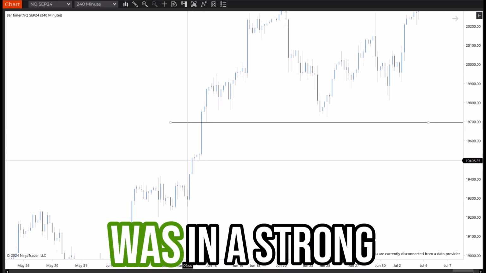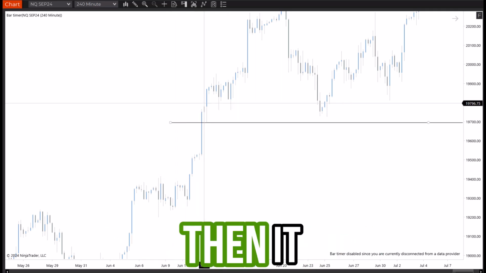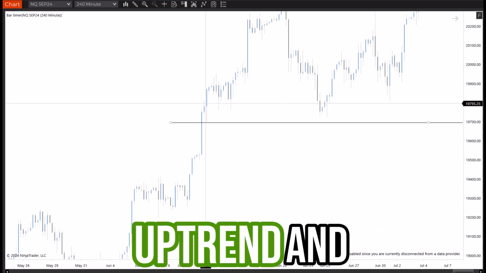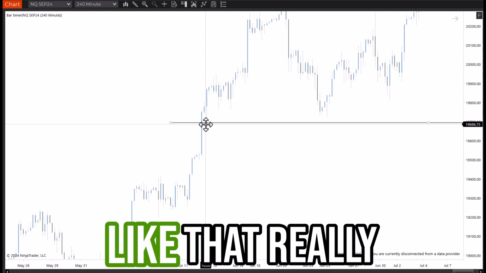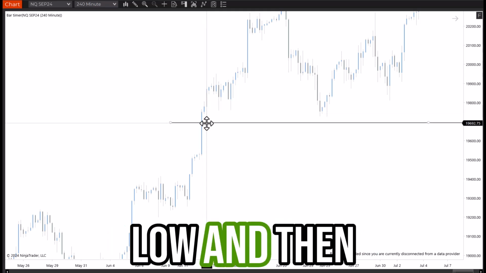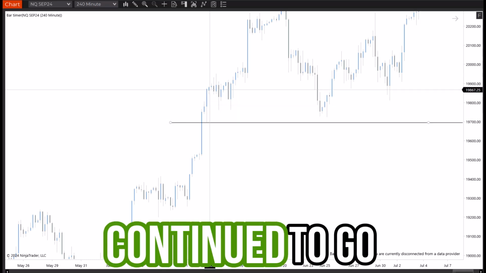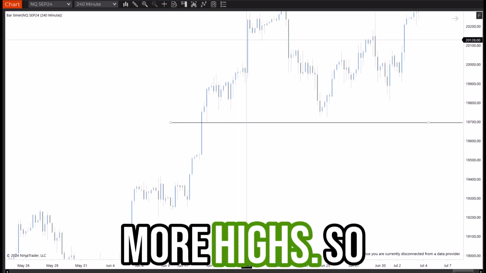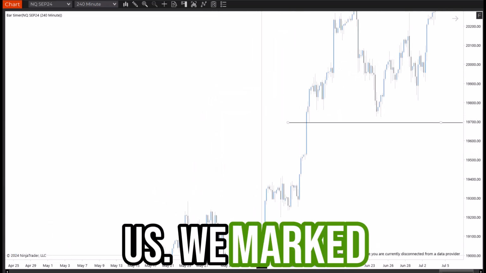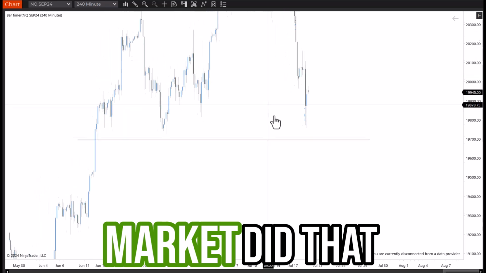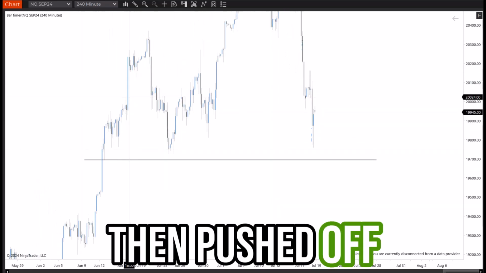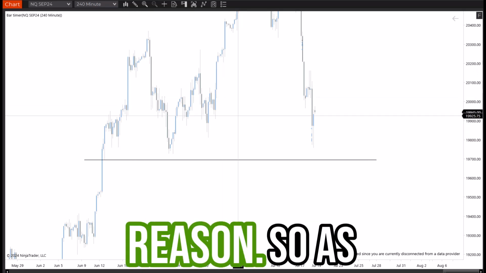But you see the market was in a strong uptrend, and then it continued in the next candlestick for 4 hours in an uptrend, and then boom, just like that, it really just swept past the previous candlestick's low, and then wasn't able to close, and then continued to go and create more highs. So that is a liquidity sweep. So that's key to us. We marked that off because the market did that for a reason. It went down to that point and then pushed off to make new highs for a reason.